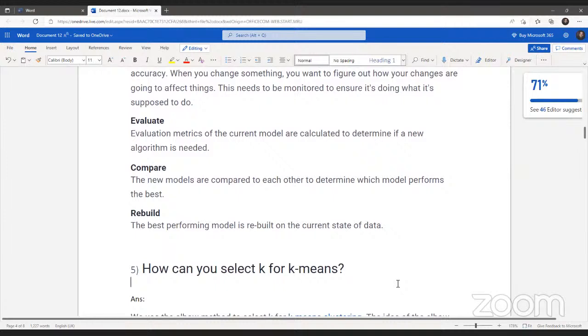So as we jump into the next question, how can you select K for K-means? If anyone knows the answer, ping me in the chat box and we'll discuss the answer within a minute.